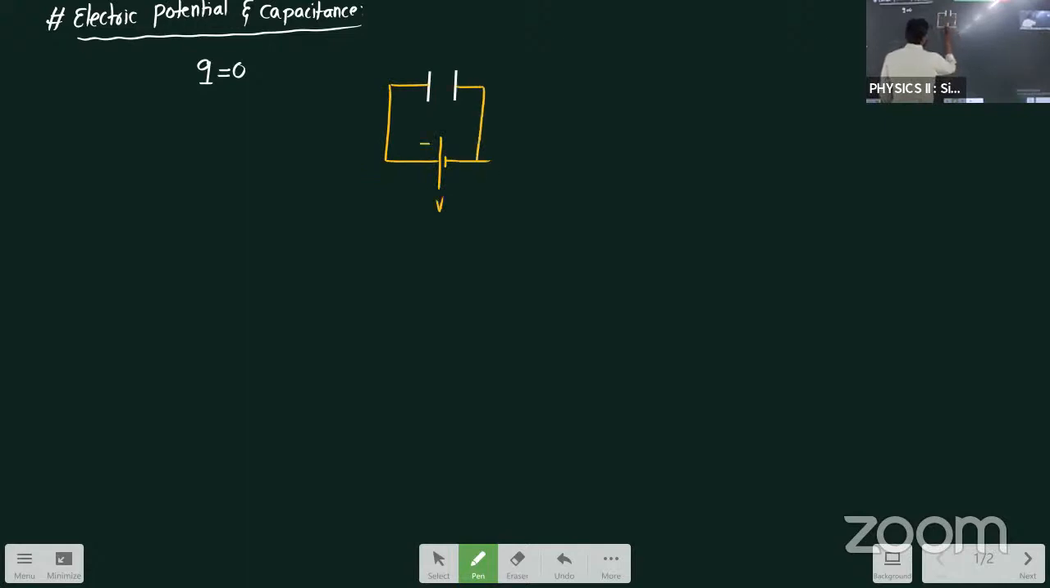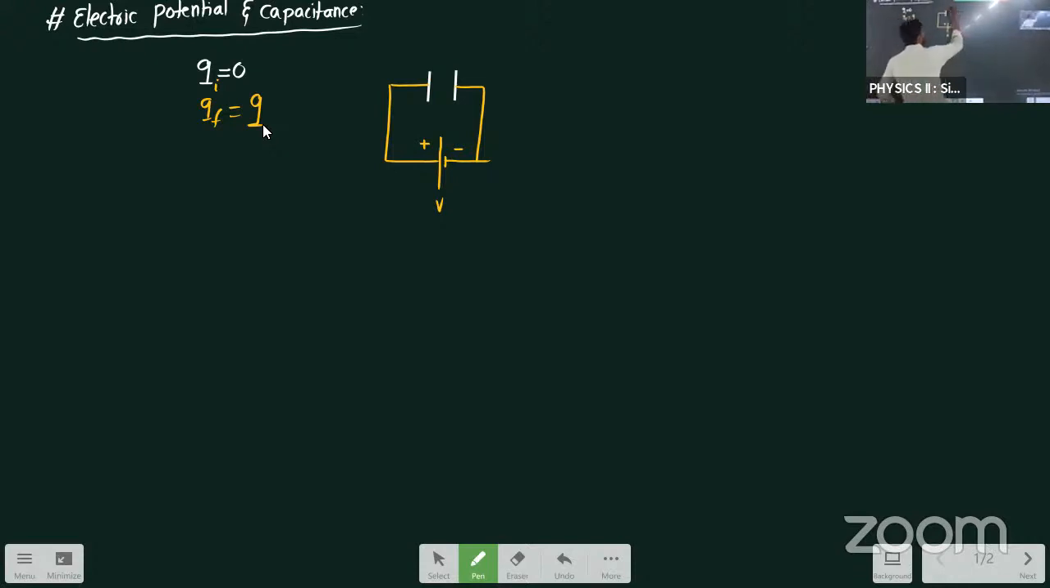This is the positive terminal of the battery. This is the negative terminal of the battery. What will happen? Now the capacitor starts to charge. Let us assume at some final time, this is initial, this is final. The charge inside the capacitor is how much? Q. Initially, I haven't connected the capacitor to any battery. Initial charge inside the capacitor was 0. Once I have connected this capacitor to a battery of potential V, the capacitor has started to charge, and its charge has become Q.